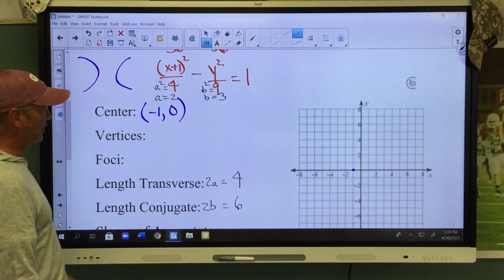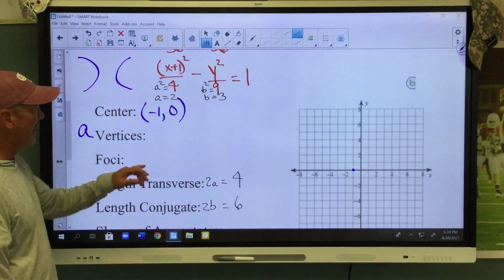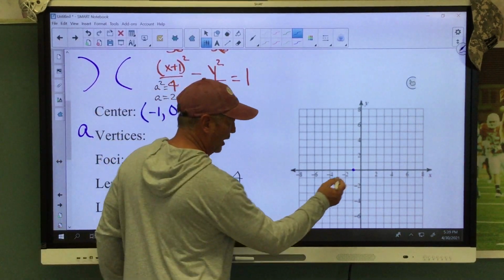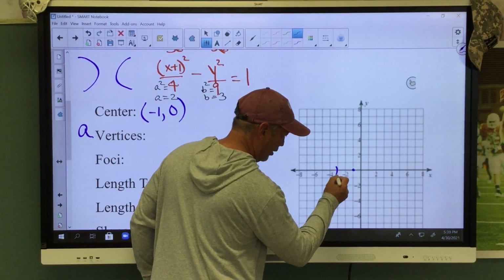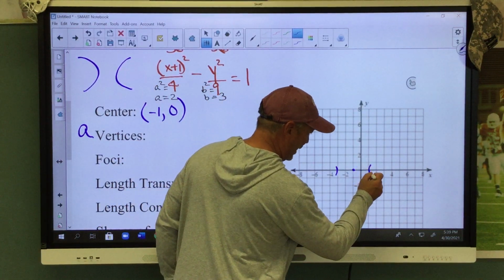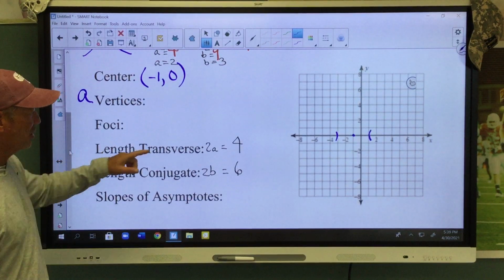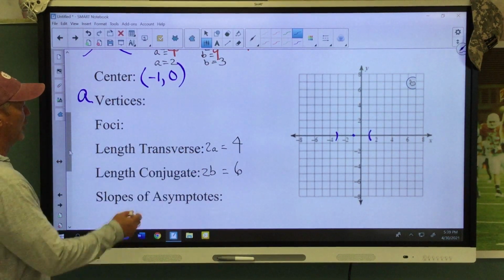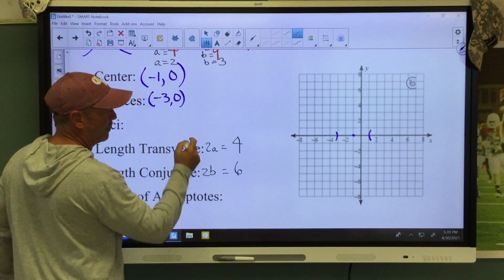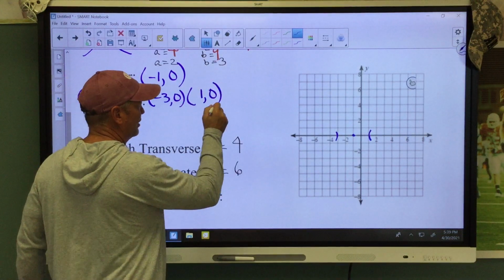We're going to find our vertices. To find our vertices, we're going to use the a value. A equals 2, so we're going to have to go to the left 2 and make a curve for the first vertex. Go to the right 2 and make a curve for the next vertex. We need the location of those vertices. So we're going to be located at -3, 0, and we're going to be located at 1, 0.